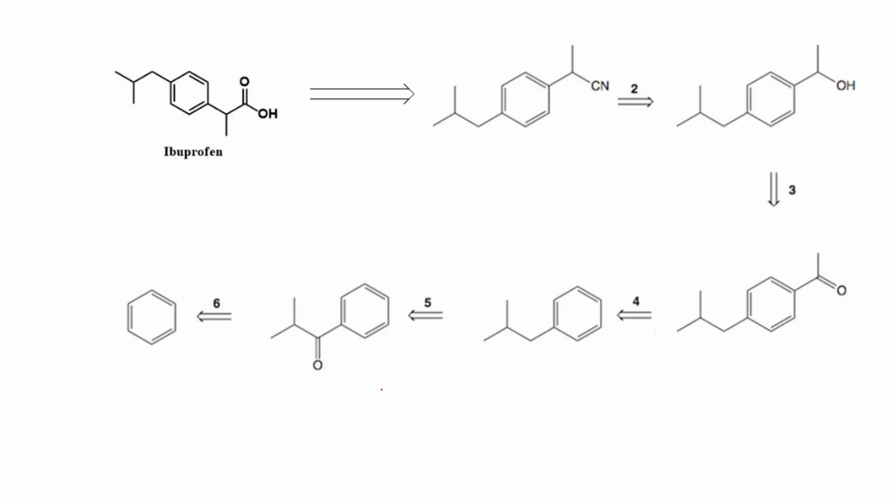How will you plan the retrosynthesis of this ibuprofen? I have already shown. Here I have already shown this CO2H can be replaced by CN. This CO2H group can be replaced by CN. In the next step, this CN, this is called FGI, functional group interconversion.